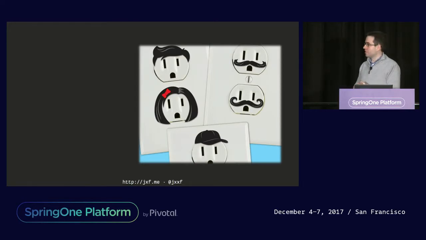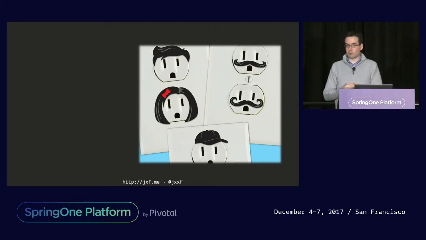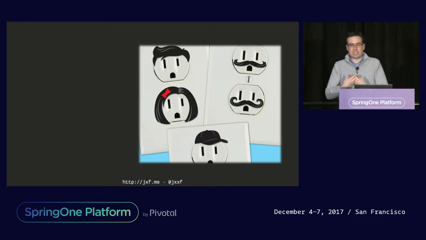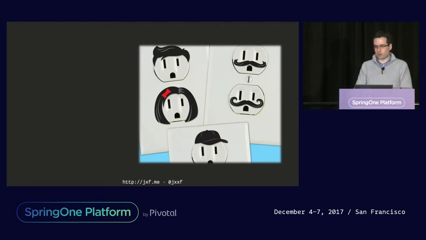Similarly, these are not faces. These are just stickers that you can buy on Amazon to put onto outlets. But again, not a face, but it looks like one. It's easy to see at least how this could be interpreted as a face.